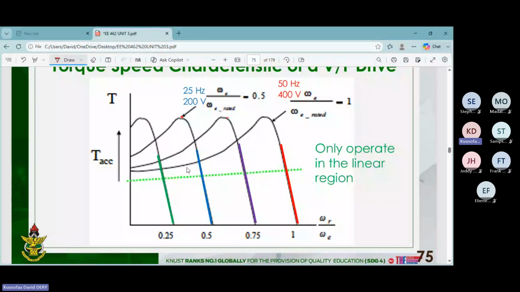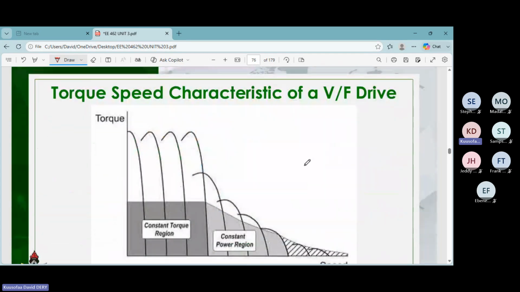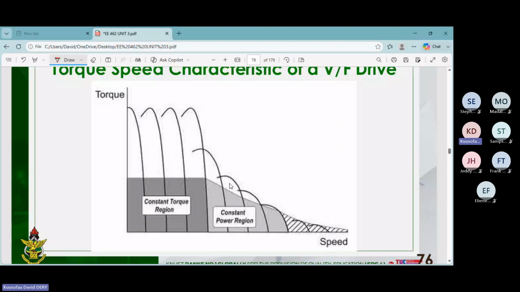You see that they will all operate in their linear regions. So we can reduce the voltage, and when you reduce the voltage, we reduce the frequency, and you still see that it will operate in the linear region. So these are at different speeds and different voltages, right? This one is showing us the constant torque and then the field weakening path that leads to the constant power region, which I believe we are familiar with. We saw this in Unit 1.